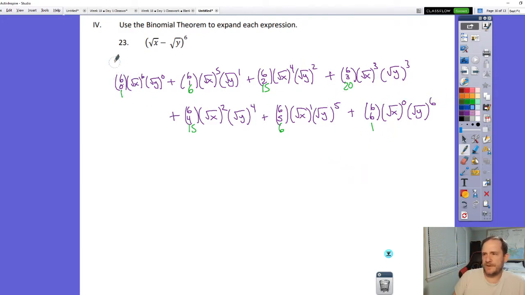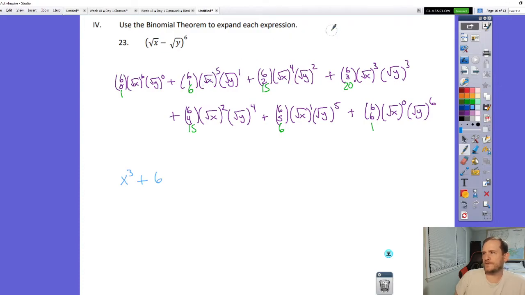So what else is happening now? Well, root x to the 6. Remember, root x would be x to the 1/2, so that's going to be an x cubed. So you can see your first term is going to be x cubed. Next, you're going to have 6 as a coefficient.